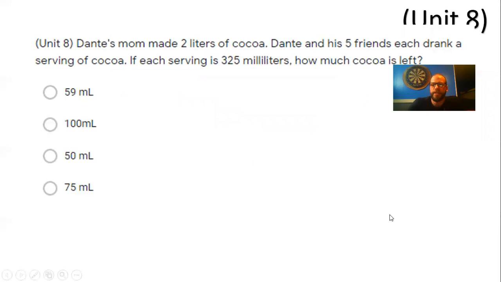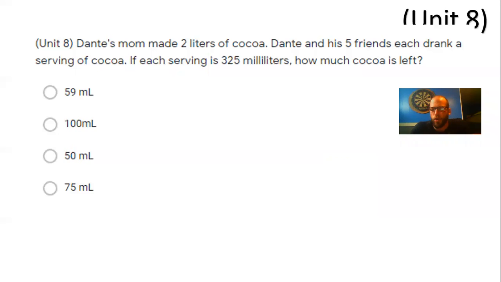Unit 8. Dante's mother made 2 liters of cocoa. Dante and his 5 friends. So Dante is one of those people and his 5 friends. That makes 6 people. They each drank a serving of cocoa. If each serving is 325 milliliters, how much cocoa is left?